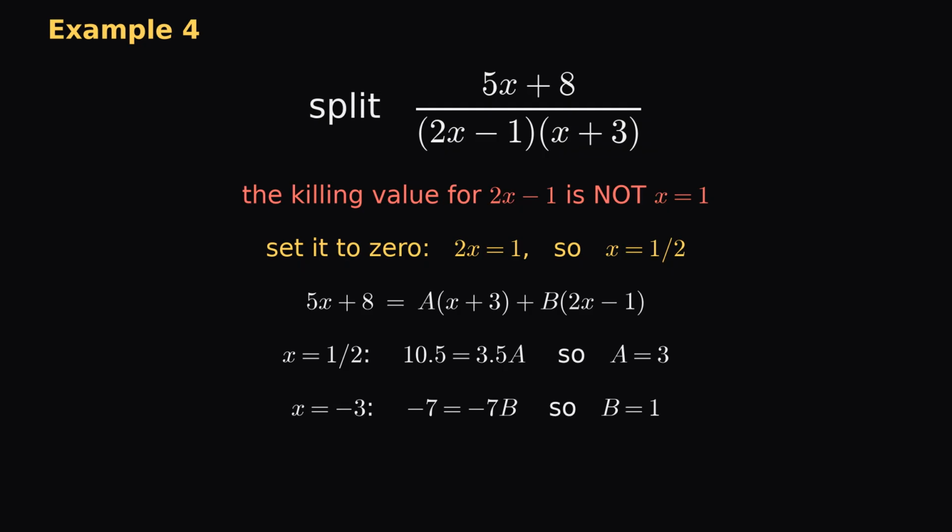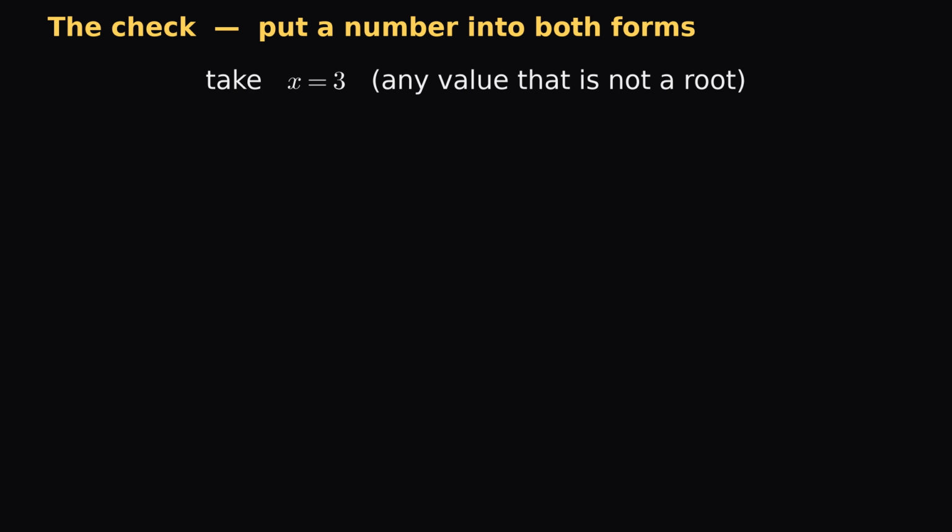Put x equal to minus 3. On the left, minus 15 plus 8, which is minus 7. On the right, b times minus 7, so b is 1. 3 over 2x minus 1 plus 1 over x plus 3. And now the check. And this is the one to actually do.